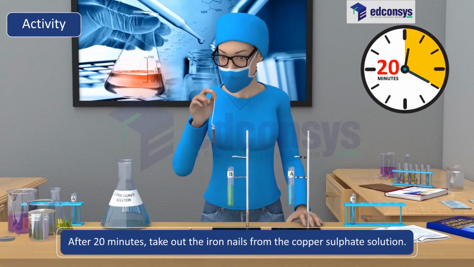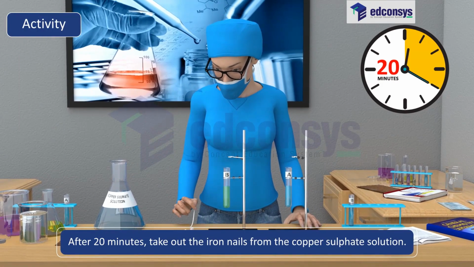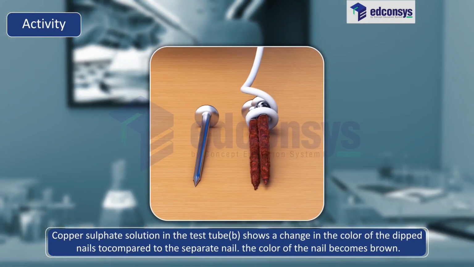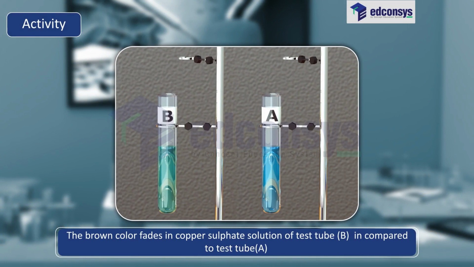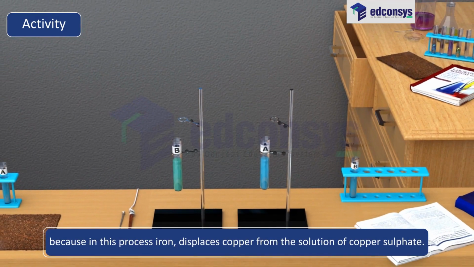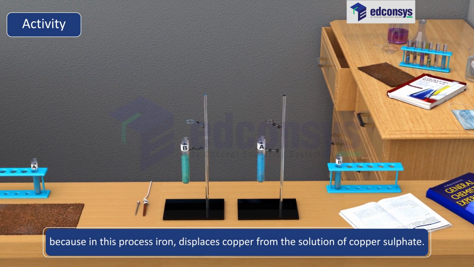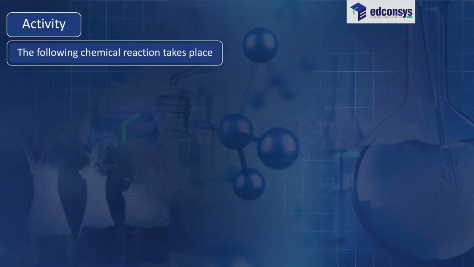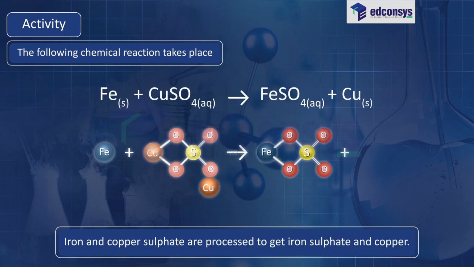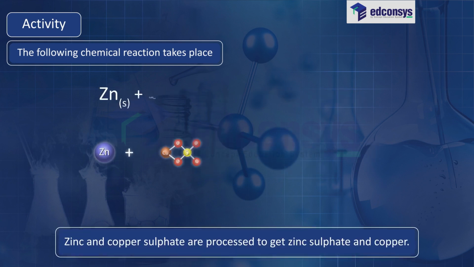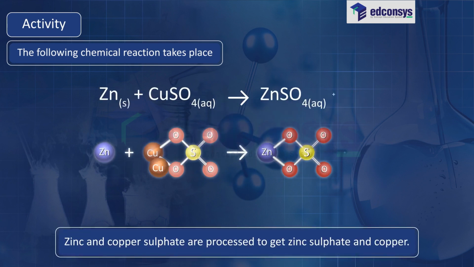After 20 minutes, take out the iron nails from the copper sulfate solution. The copper sulfate solution in test tube B shows a change in the color of the dipped nails compared to the separate nail. The color of the nail becomes brown. The blue color fades in the copper sulfate solution of test tube B as compared to test tube A. Because in this process, iron displaces copper from the solution of copper sulfate. The following chemical reaction takes place. Iron and copper sulfate are processed to get iron sulfate and copper. Another example: zinc and copper sulfate are processed to get zinc sulfate and copper.